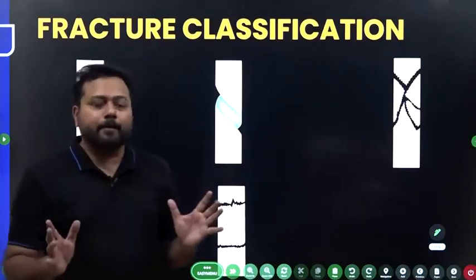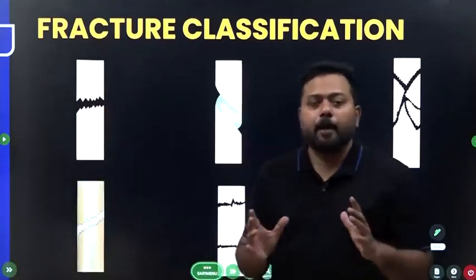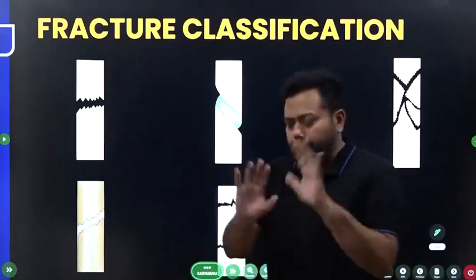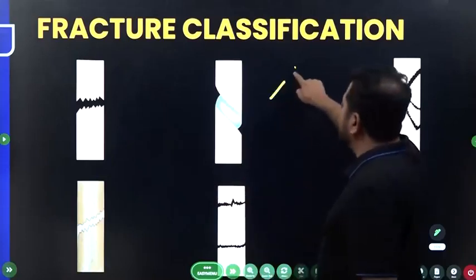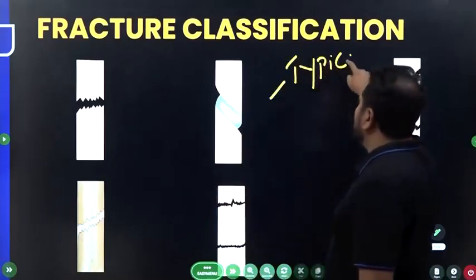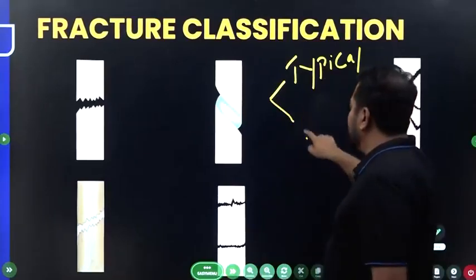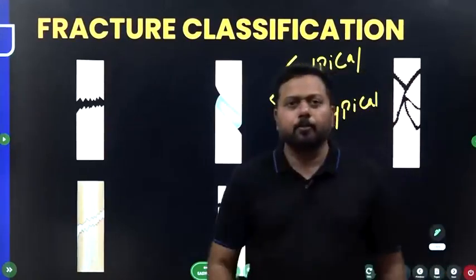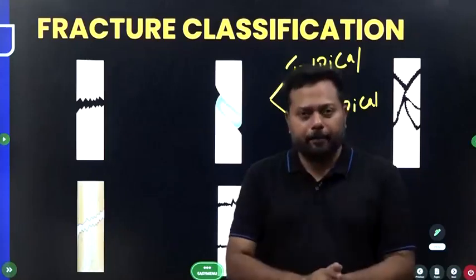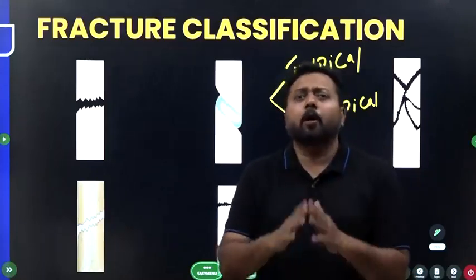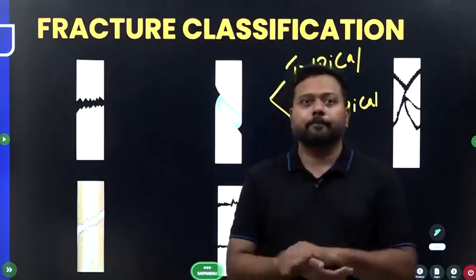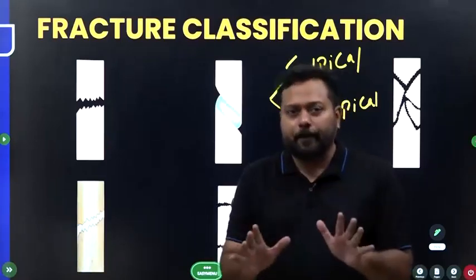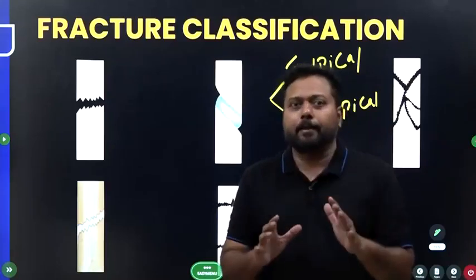So how is a fracture classified? According to the AO classification. The AO classification system is the most accepted classification system throughout the world. It is broadly classified into two types: one is called a typical fracture, and the other is called an atypical fracture. Just in a nutshell, a typical fracture means a fracture which presents with all or most of the clinical signs of fracture. It's satisfying all the criteria.